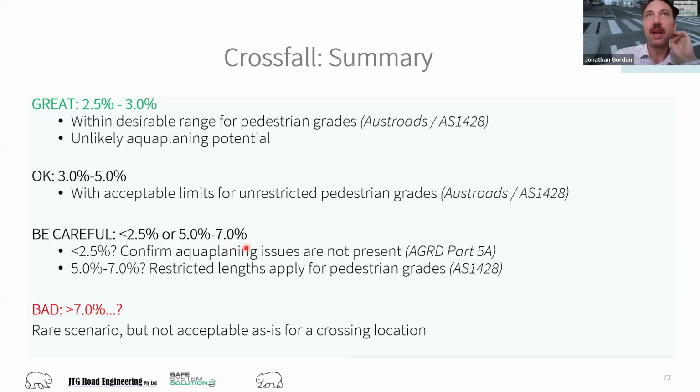I'm just going to go through a quick summary of our crossfall requirements here. I won't focus on this much, but I've defined some great outcomes, which is 2.5 to 3%, and that's unlikely aquaplaning and within desirable limits for our pedestrian grades. And then we've got our sort of bad down here. So if you're out on site measuring your car parks and you find you're at 8%, be aware that may not suit your environment and perhaps curb extensions may be required, or even if you weren't planning curb extensions, you might need to do some crossfall correction at the crossing itself to make that grade conforming for DDA requirements.